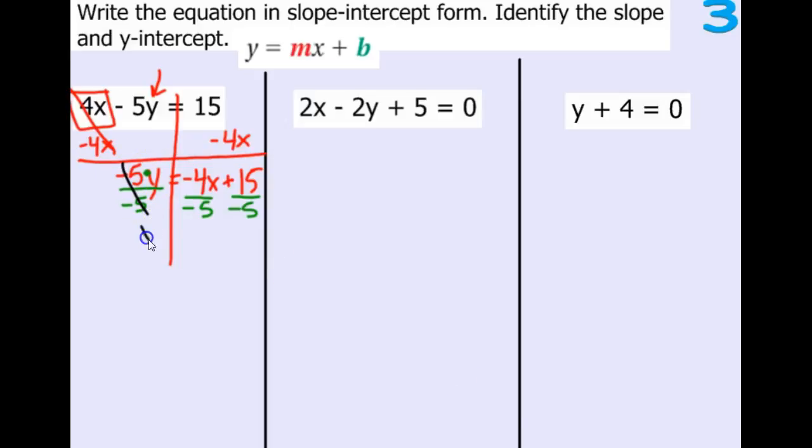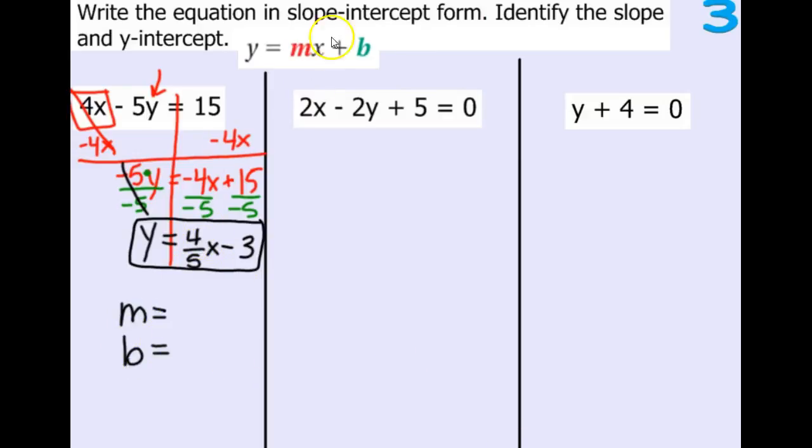And we end up with y equals, here two negatives make a positive, so we have 4/5 x, 15 divided by negative 5, oops, is not going to be a plus. 15 divided by negative 5 is a negative 3. So there's our equation. It's in the form y equals mx plus b, slope-intercept form. And then identify the slope and the y-intercept. Our slope in front of our x is 4/5, 4 over 5. And then b, our y-intercept, is not 3, it's negative 3.